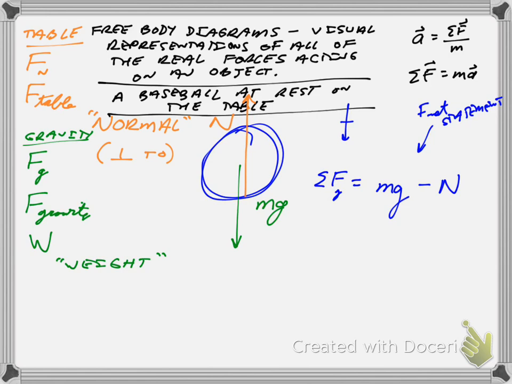mg minus n. Now I should note that if I had chosen up as positive, my F net statement would simply be normal minus mg, because I just reversed the directions of the positives. And as you'll see in a second, again, it makes no difference whatsoever. So then that's the second major step.